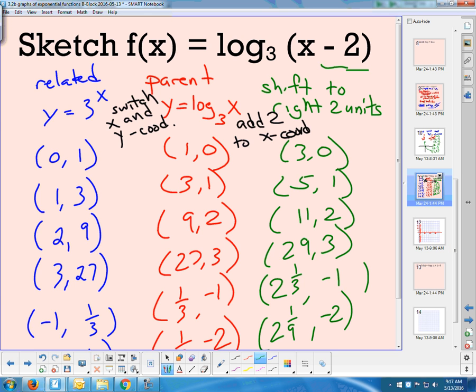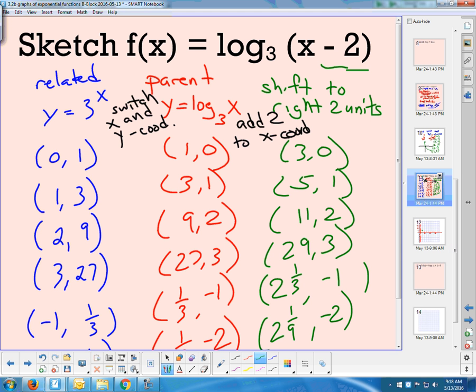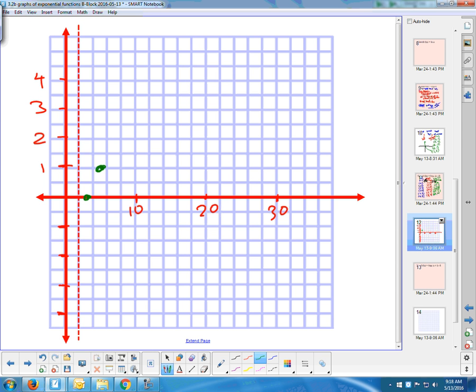And now I will plot my points. Let's see, what did I have here? 3, 0, and 5, 1. You might want to, if you're trying to do this on your own, practicing, studying, trying to get better, pause it, try to make the graph yourself, come back and look at this. So if I have 3, 0, and 5, 1. After that, I had 11, 2, and 29, 3.